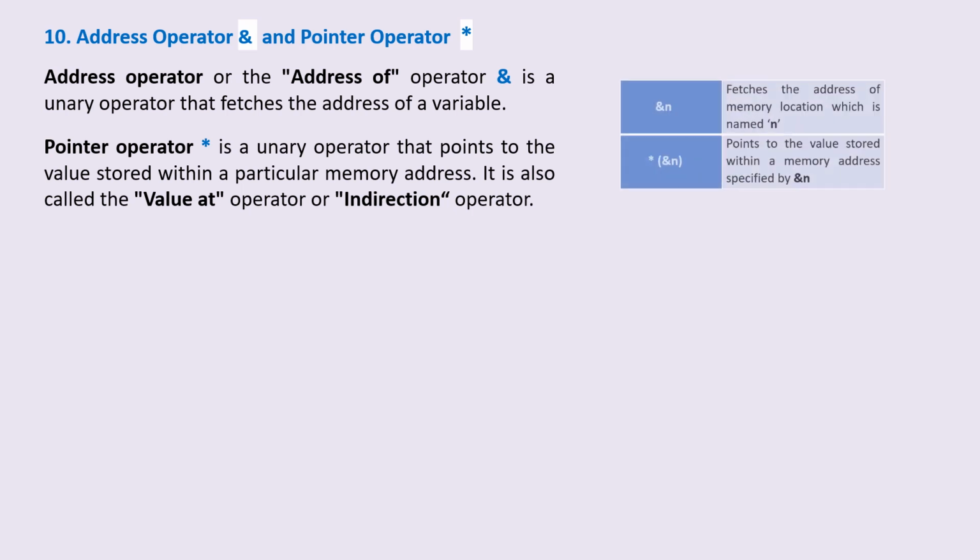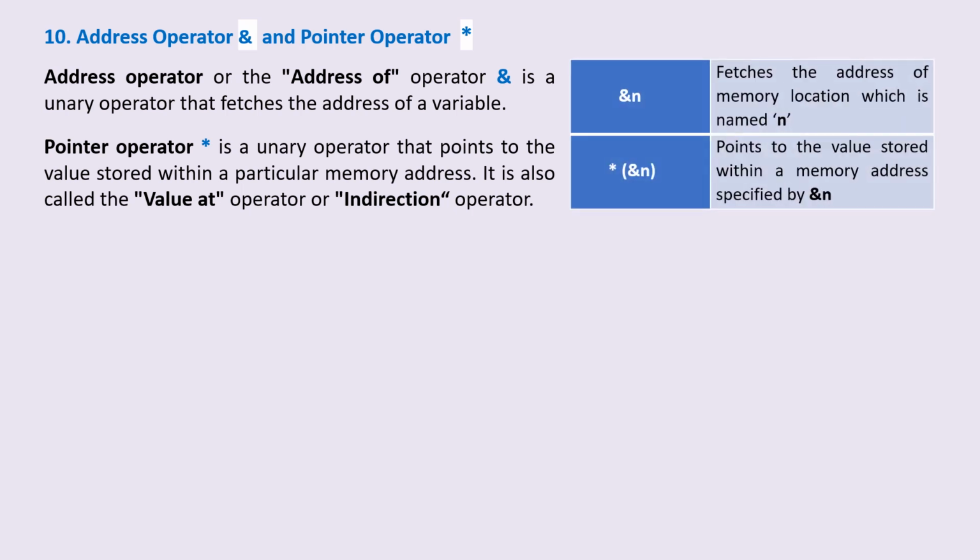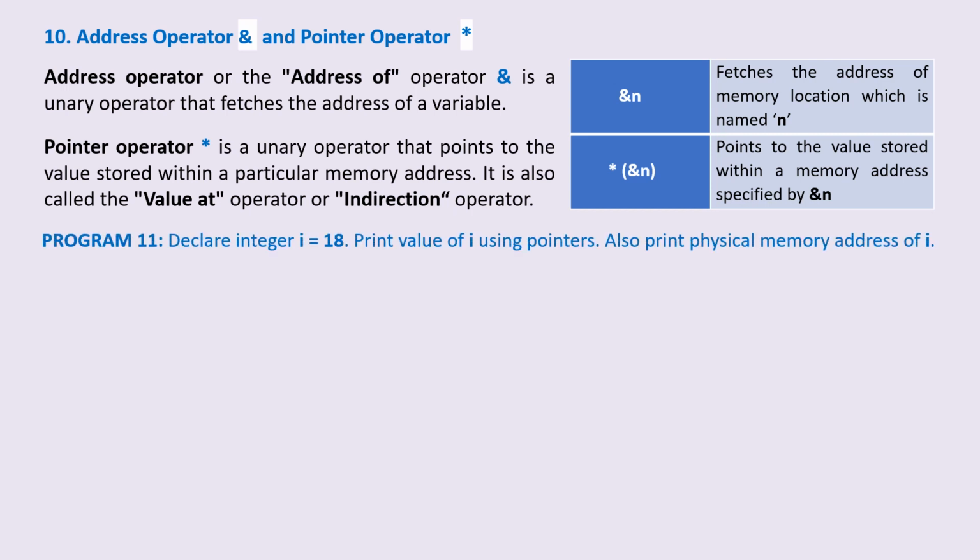Ampersand n is an example of the address operator, which fetches the address of the memory location named n. The asterisk, ampersand n, points to the value stored within the memory address specified by ampersand n, or address of n. Now, let's understand this concept with a simple program.